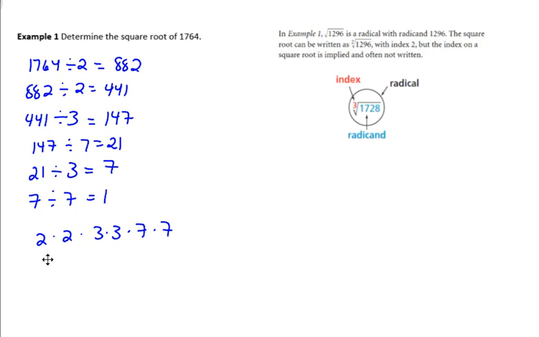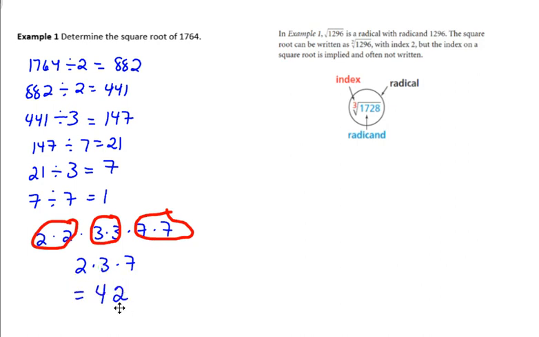Because I'm working with a square root, what I want to do is create equal groups of 2. This one actually works out quite nicely. You can see that we have a group of 2 here, a group of 2 here, and a group of 2 here. Now, similar to yesterday, when we group these, we're just going to remove one of those numbers from each group. So we take a 2, a 3, and a 7 to find out that the square root of 1,764 is 42.